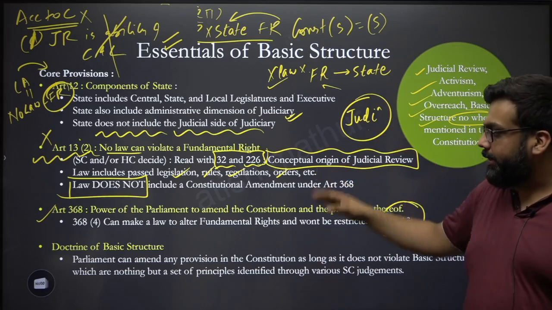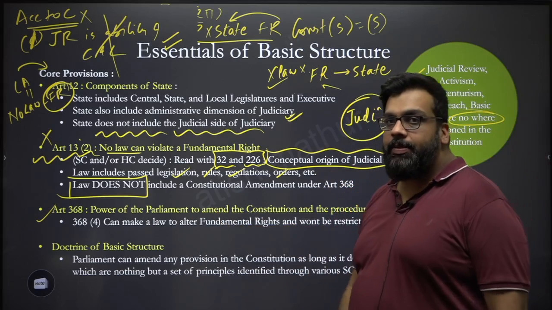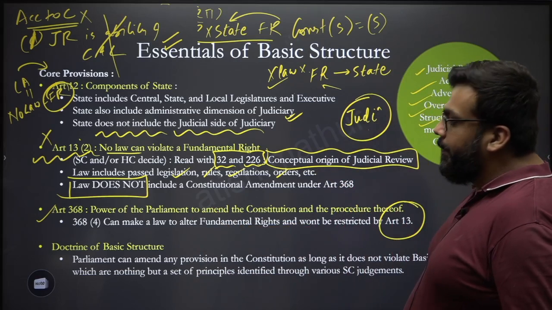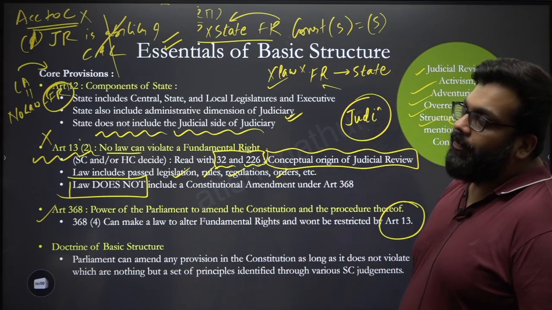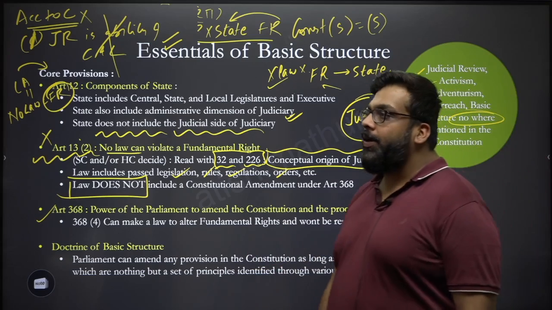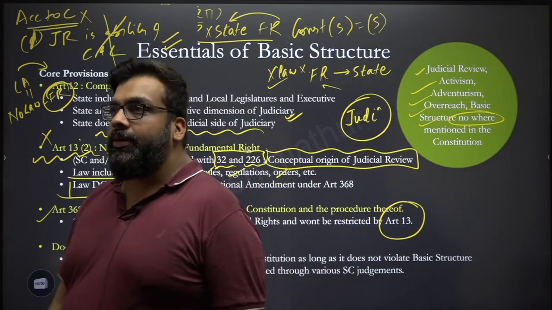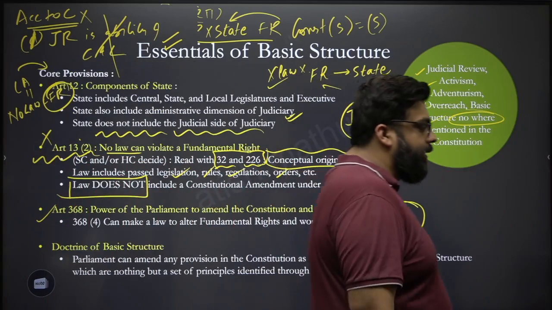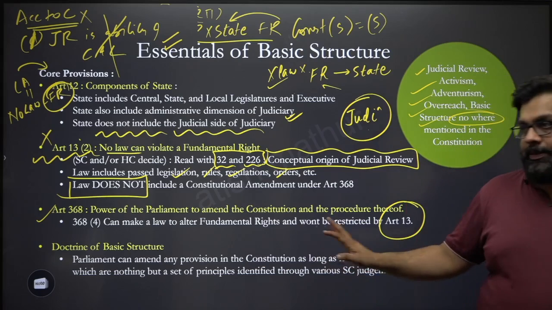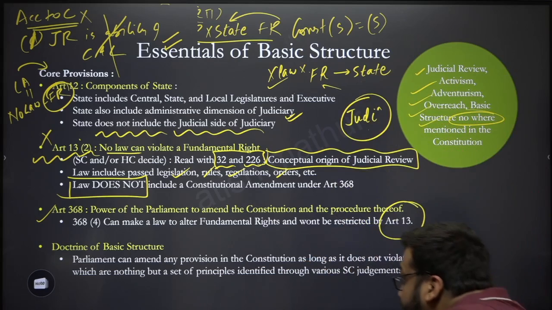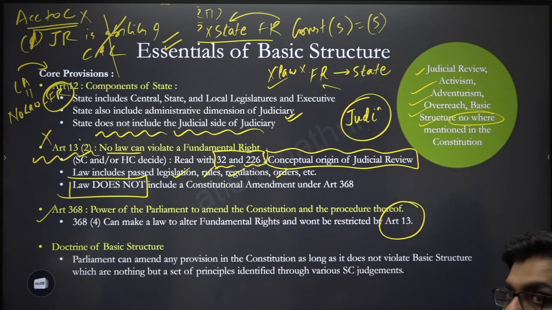So through the Kesavananda Bharati judgment of 1973, the Supreme Court came up with something called basic structure. Of course, my heart lies in the doctrine of basic structure, and I can go on for hours and hours theatrically explaining to you the journey of it with a lot of legal anecdotes and a lot of fun stories. But what is basic structure as far as the prelims is concerned? The Parliament can amend any provision in the Constitution as long as it does not violate basic structure.